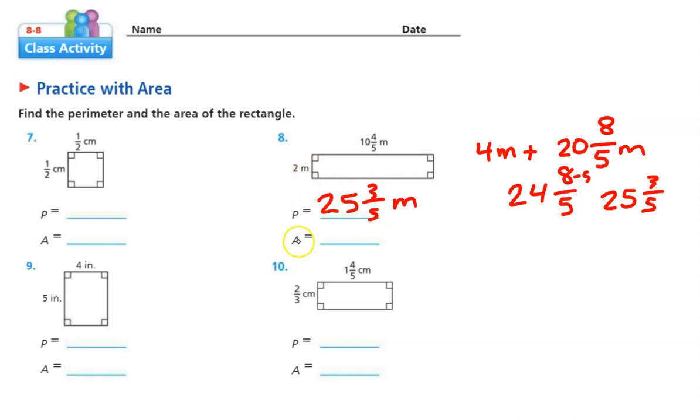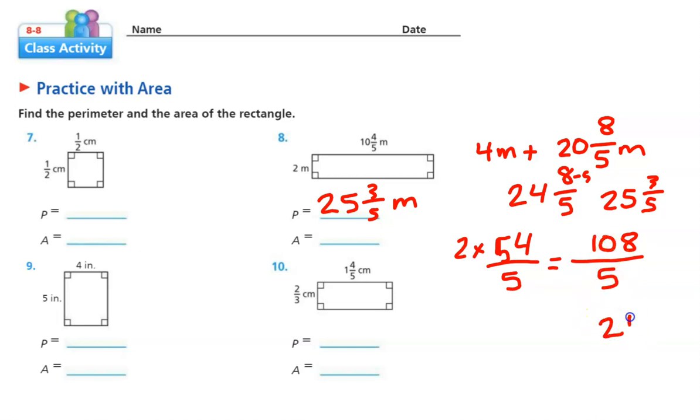So then, in order to find the area, that's going to be 2 times 10 and 4/5. I'm going to change 10 and 4/5 before I even get started. 5 times 10 is 50. 50 plus 4 is 54. So I know that this is going to be 54/5. 2 times 54 is 108. And 108/5 is going to be my answer. It's just that we don't want to leave it that way. I'm going a little bit faster. So this is going to end up being 21 and 3/5. So my answer here would be 21 and 3/5 square meters.